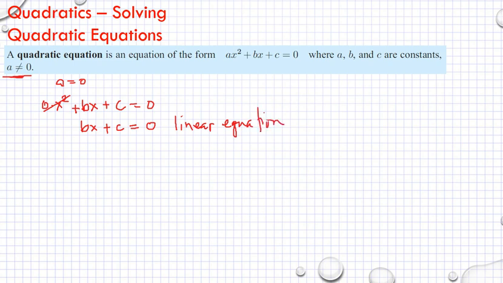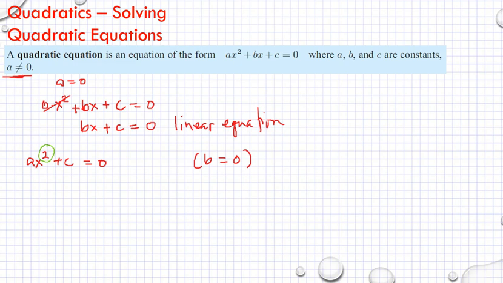That's the reason why. A quadratic equation can look like this: ax squared plus c is equal to 0. That means b is equal to 0. Then you only have ax squared plus c. This is still a quadratic equation. Why? You still have the exponent 2. All equations with the highest degree 2 are called quadratic equations. You need to remember that.